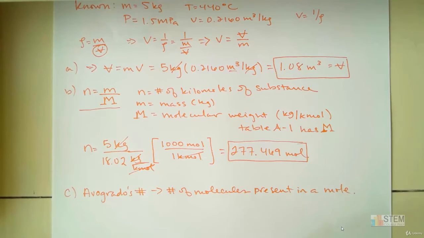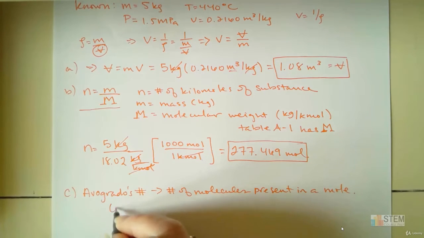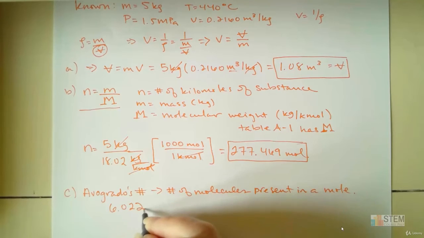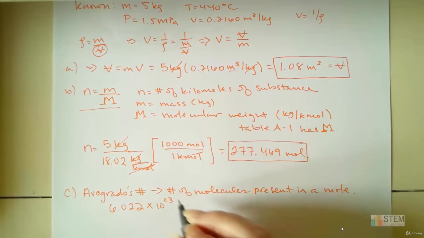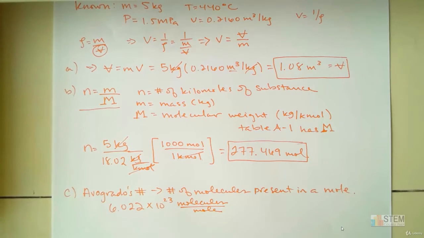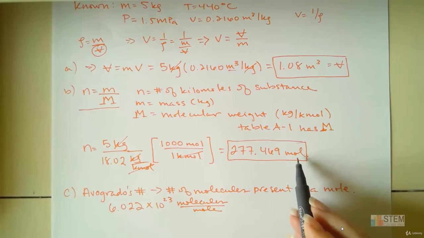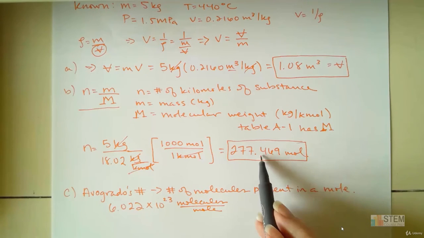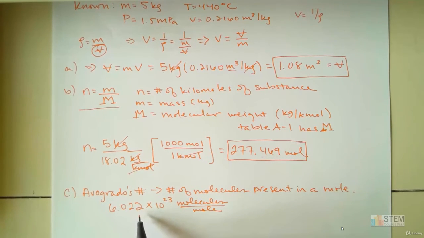Okay. So the number is 6.022 times 10 to the 23. That's molecules per mole. So essentially, if we already have the number of moles and we want the number of molecules, we just need to multiply this number by Avogadro's number. So that'll be our last step.